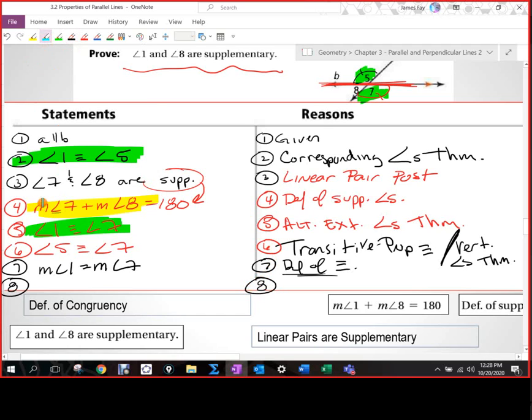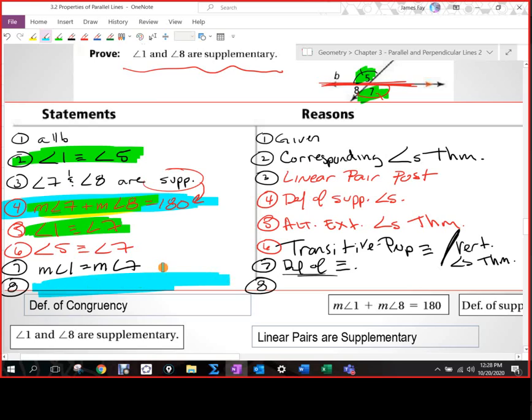Now, my step 8, I'm going to take this line right there, line 4, and I'm going to rewrite it down here in step 8. But instead of saying measure of angle 7, I've just established that measure of angle 7 is the same thing as measure of angle 1, right? So let's put measure of angle 1 in its spot. And then plus the measure of angle 8 equals 180. Okay, so I replaced that right there, measure of angle 7, with measure of angle 1. What is that when you replace something with what it is equal to? Substitution.